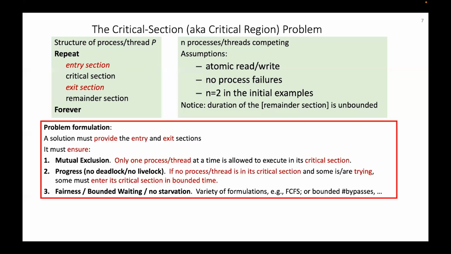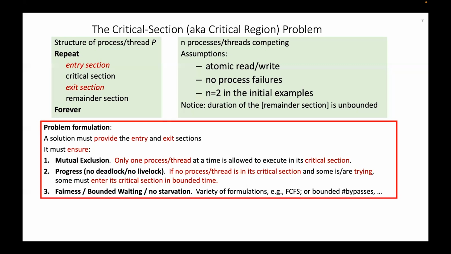Our goal of having two or more concurrent threads correctly handling shared variables can then be formulated as: define an entry and an exit section that ensure mutual exclusion, progress, no deadlock, no livelock, and fairness, bounded waiting or no starvation. Mutual exclusion means that only one thread at a time can execute its critical section.